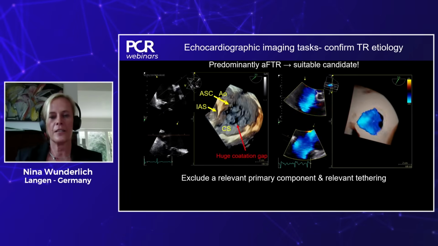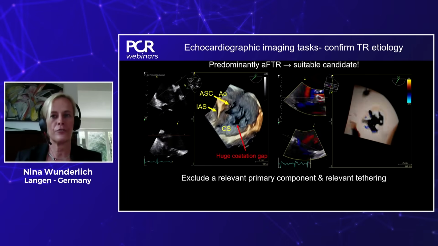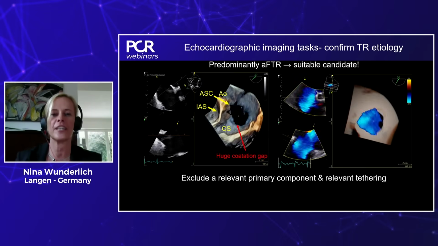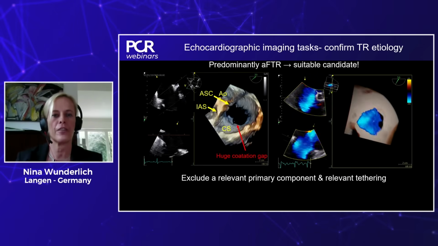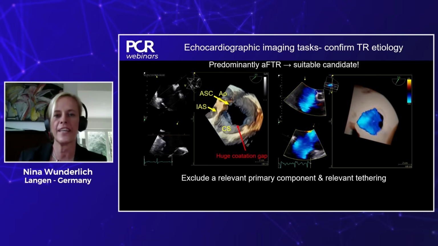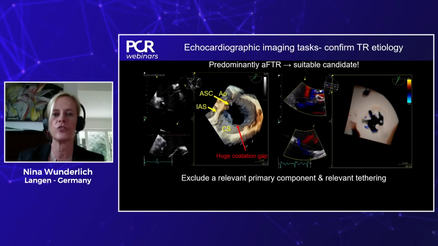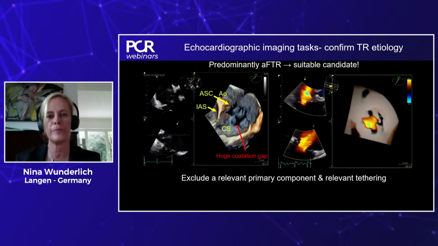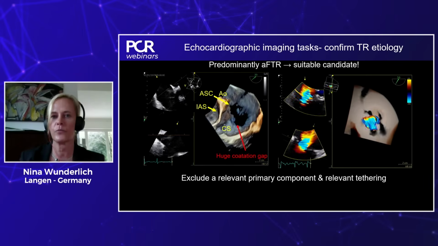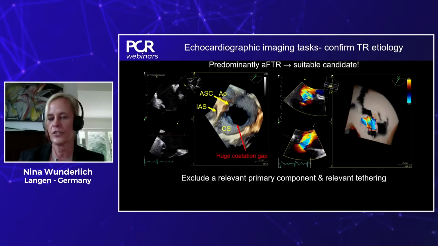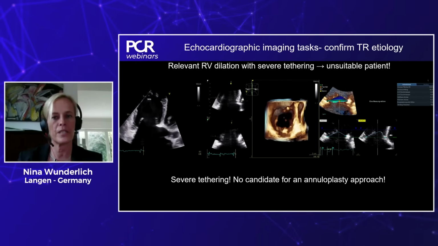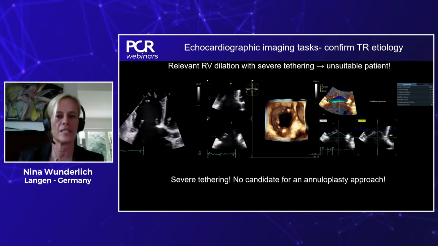So the echocardiographic imaging task is at first to confirm the tricuspid regurgitation etiology. And here we see a quite good case, because if you look at the bottom image on the left, you see there's not much tethering. We have a huge gap in the middle. The gap is more positioned towards the posterior part of the valve, and we have an involvement of the anterior and posterior septal commissure. And these are usually cases which are not brilliant cases for an edge-to-edge repair. But this would be indeed a good patient for an annuloplasty.